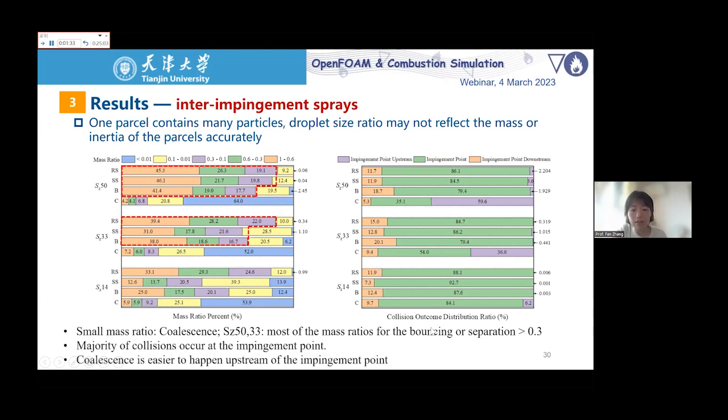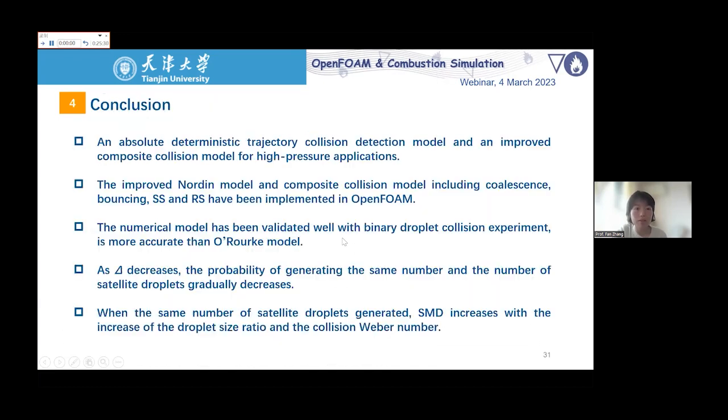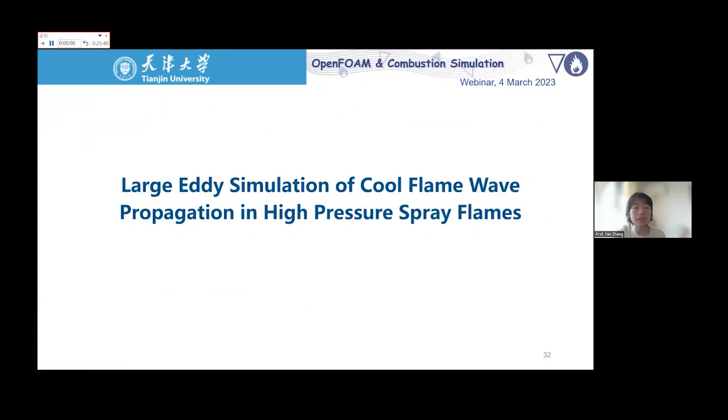If you look at the collision outcome distribution, we can find that most of the collisions occur at the impingement point, the green color. But coalescence is easier to happen upstream of the impingement point, like the purple region shows. So finally, I have some conclusions, and most of them I have shown before. So I want to move to the next part.